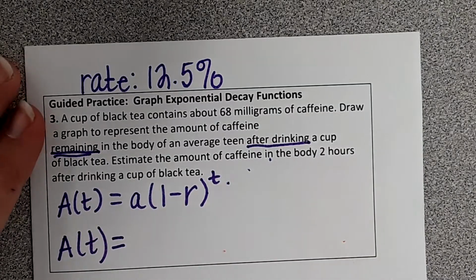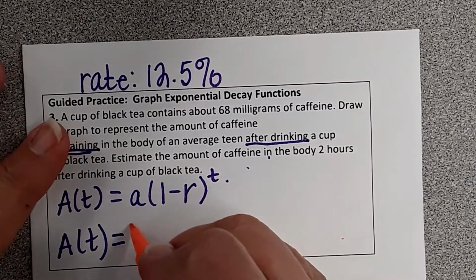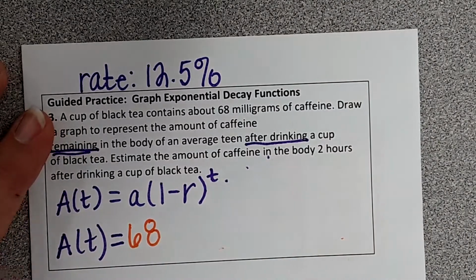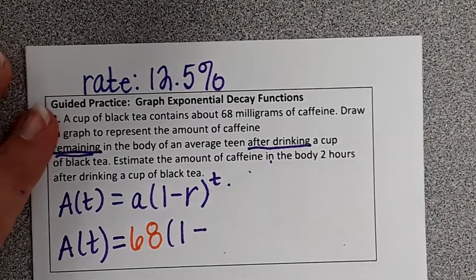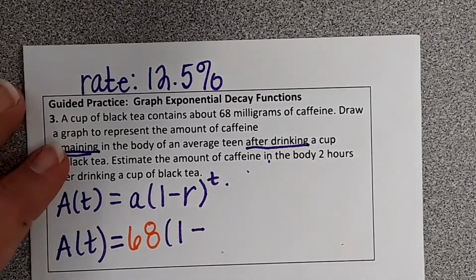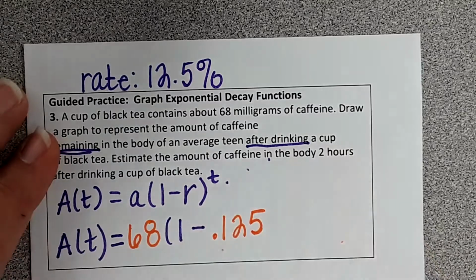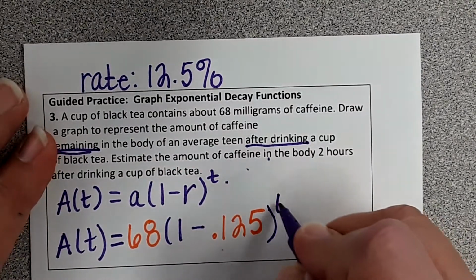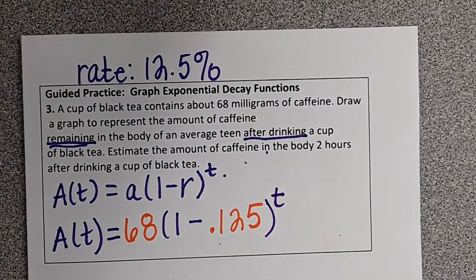What is our initial value? How much do we start off with? We start off with 68 milligrams of caffeine. 1 minus, well, what does R stand for? And what is our rate? 0.125, because you need to convert it to a decimal. That's what you would need to graph, just like we did in the very first example of today. If it asks you to graph, you have to write an equation and make a chart.